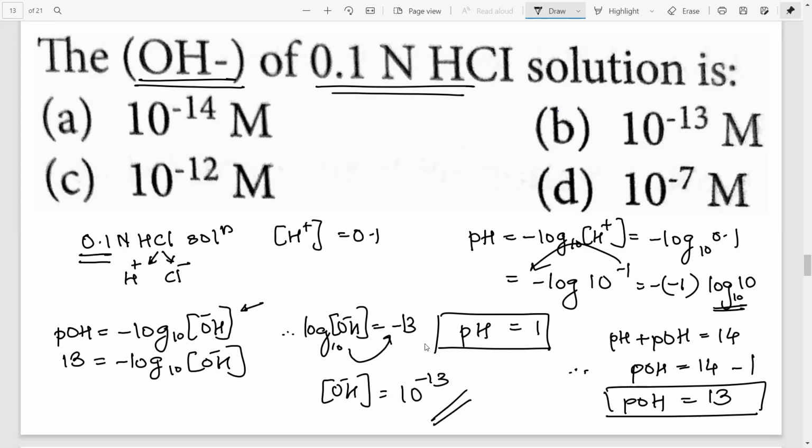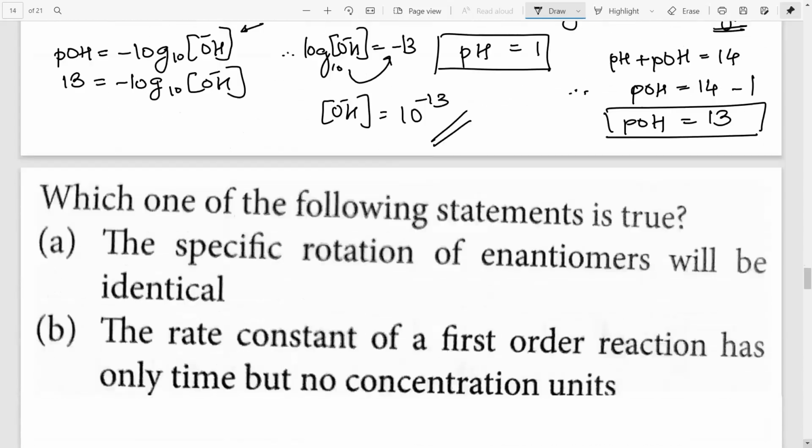So this is 10 raised to minus 13. Now see the unit, it is molar and here it is normal. But we are very well aware that normality and molarity for HCl are the same because it releases only one H plus. So therefore the unit molarity will also do. So therefore the answer is option B, 10 raised to minus 13 molar.